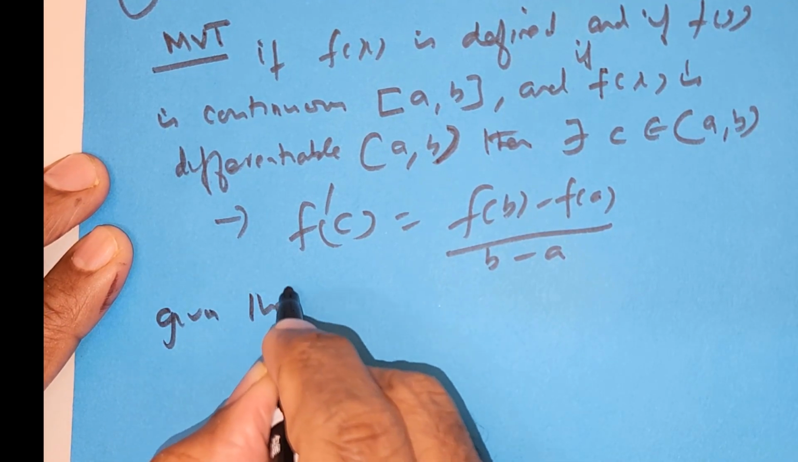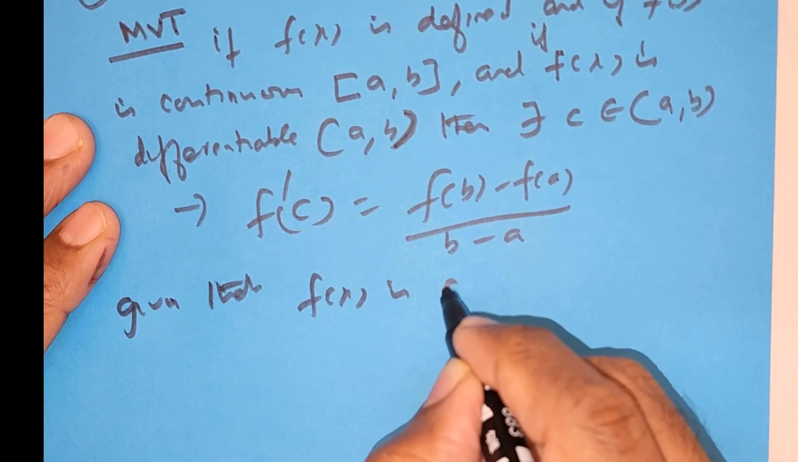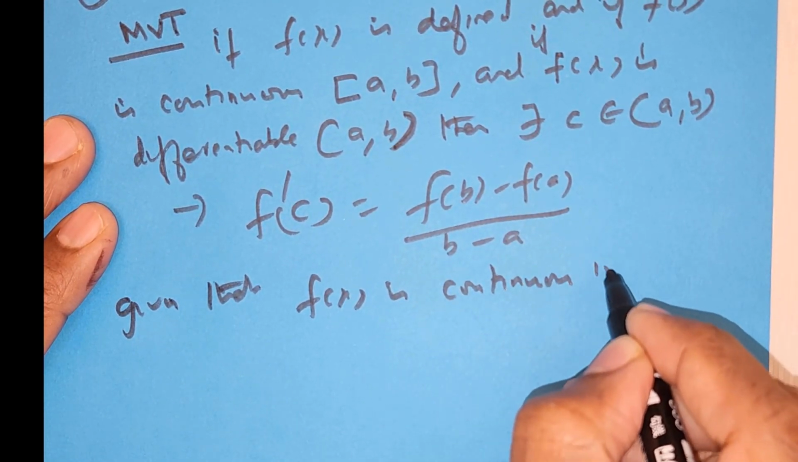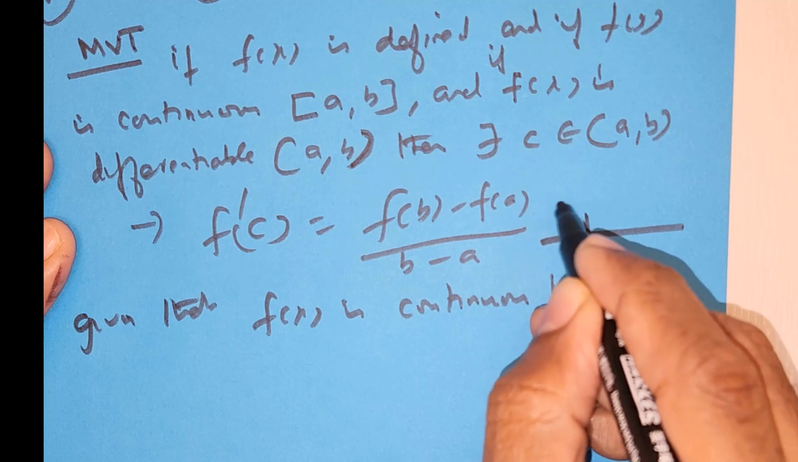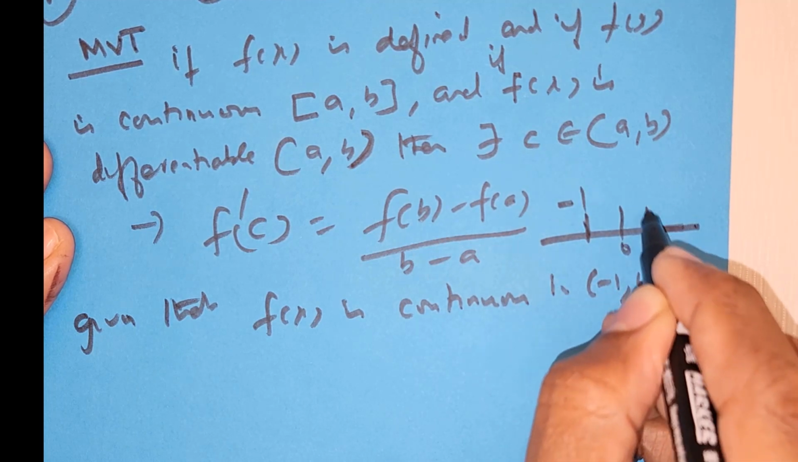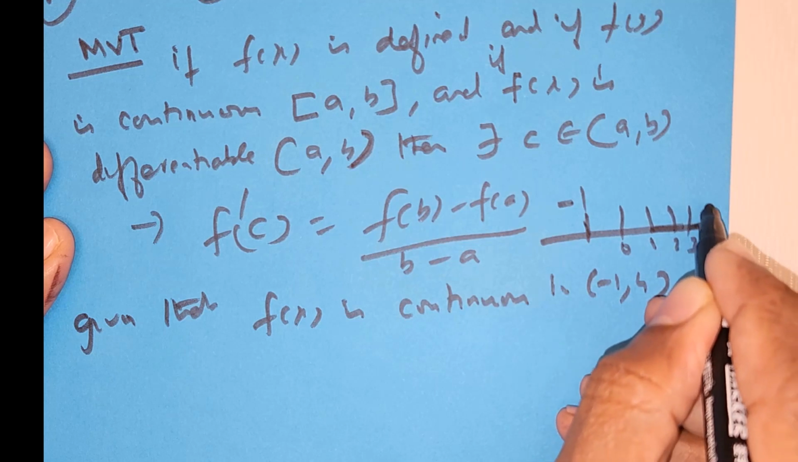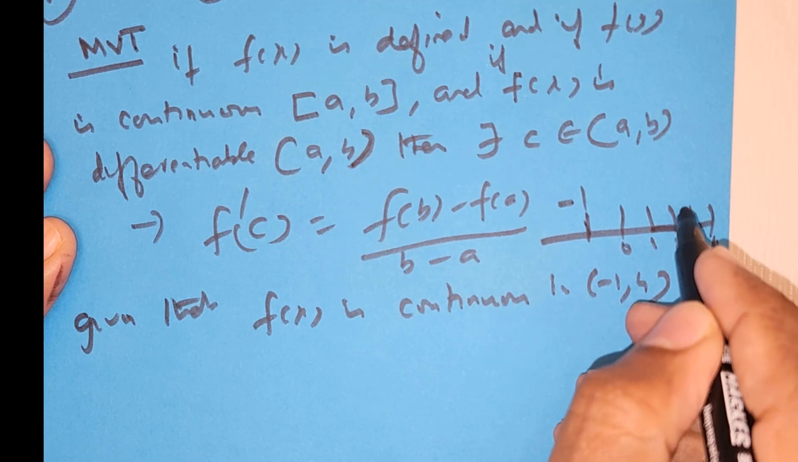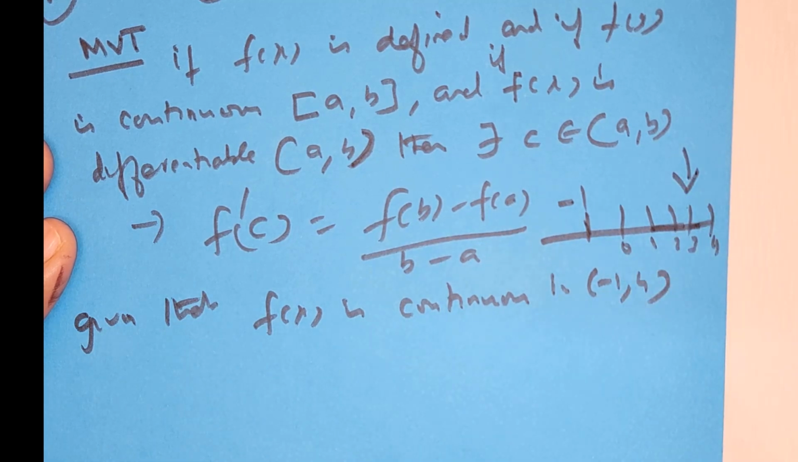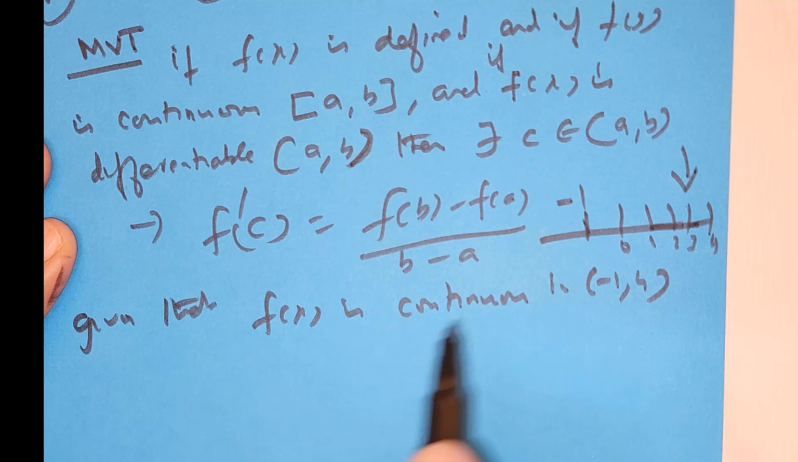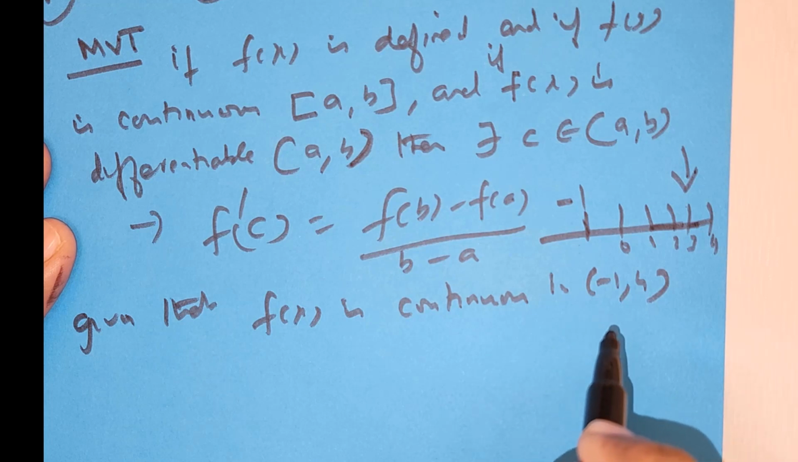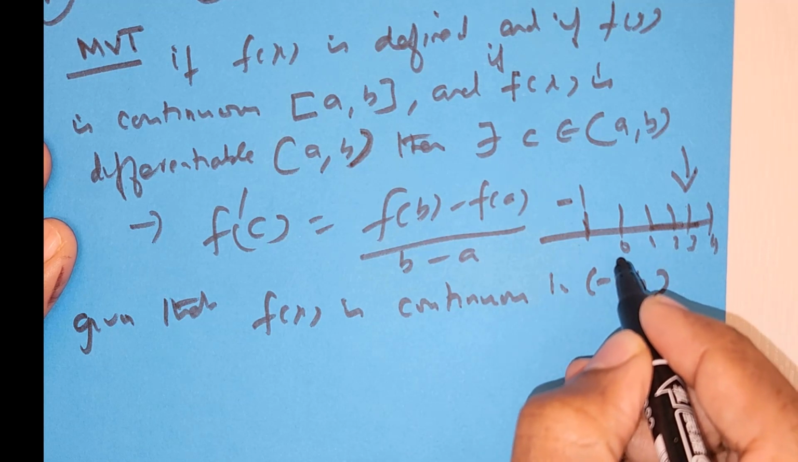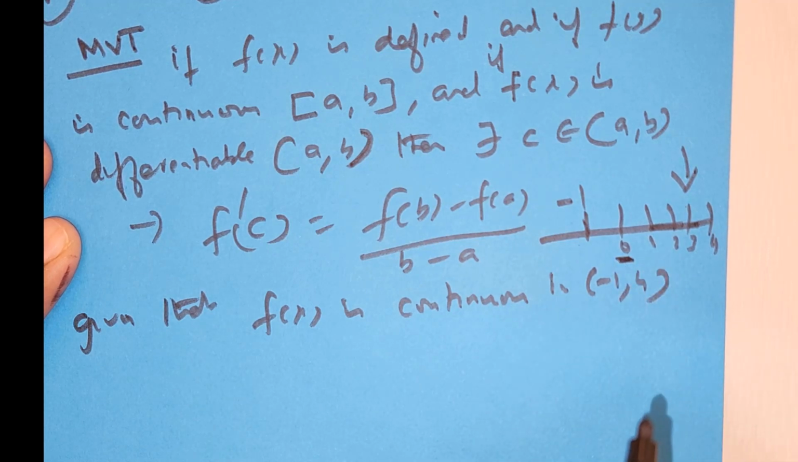So given that f of x is continuous in -1, 4, let me draw the number line. You have -1 here, you have 0 here, 1, 2, 3 and 4 is over here. Now we are given the value for this point 3. Okay, so from -1 all the way to 4 the function is continuous and differentiable. So that is a very important point we will have to know, and we will have to get the value of f of 0.